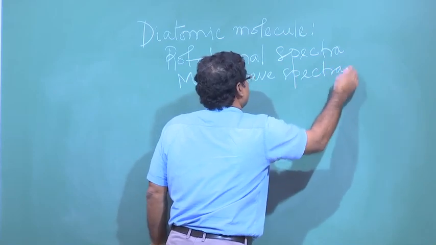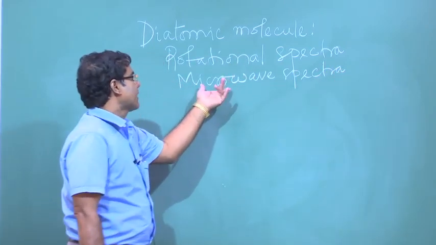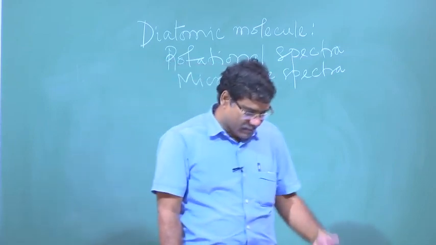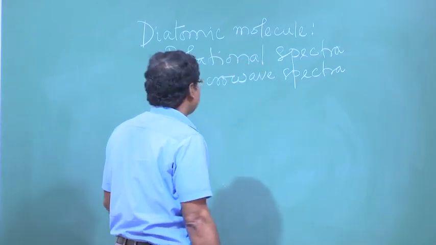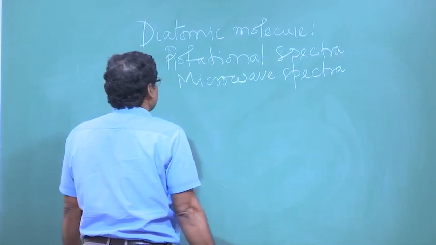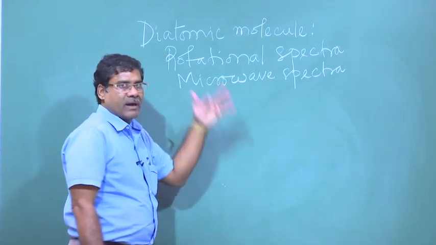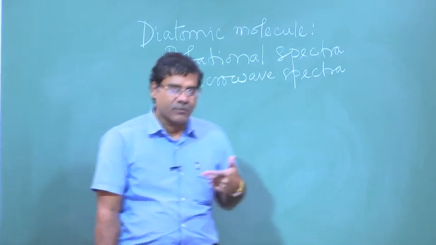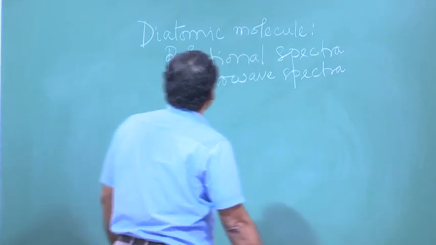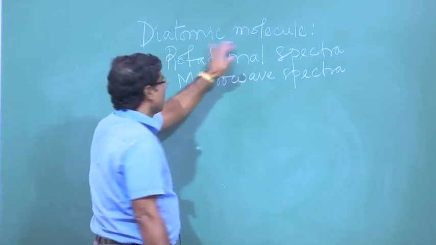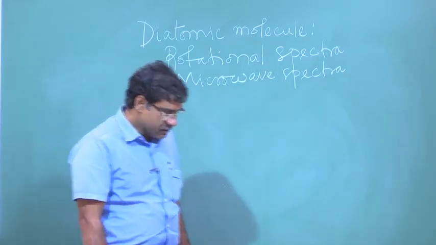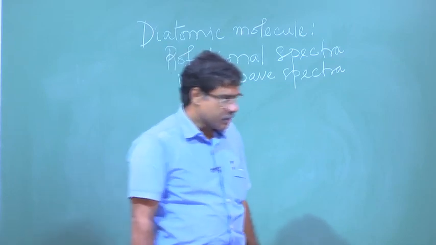So, that is what we would like to see: what is the origin of these spectral lines, of this spectra, of this radiation. For that we have to study the rotation of molecules, and the simplest molecule, as I have chosen, is the diatomic molecule, because it has only one moment of inertia.